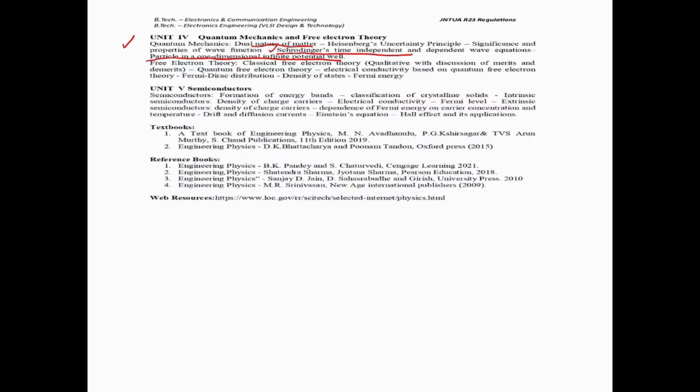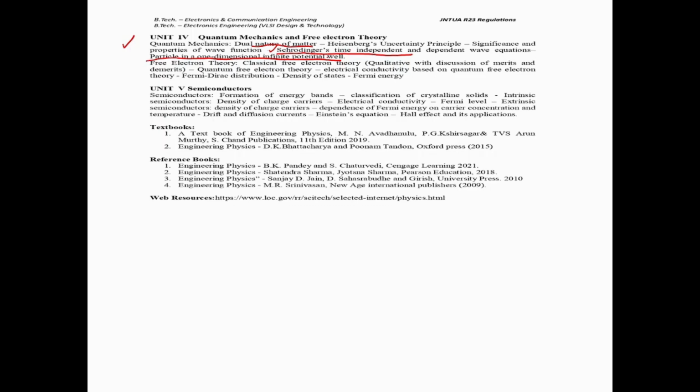Now coming to the fourth unit, first part, students have to focus on three important questions: the Schrödinger time independent wave equation, next the particle in a one dimensional infinite potential well, and third the de Broglie hypothesis, which comes under the dual nature of matter. These are the three important questions. Then a less important question that may still come is the Heisenberg uncertainty principle.